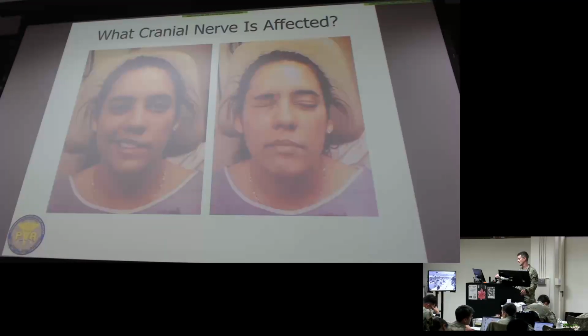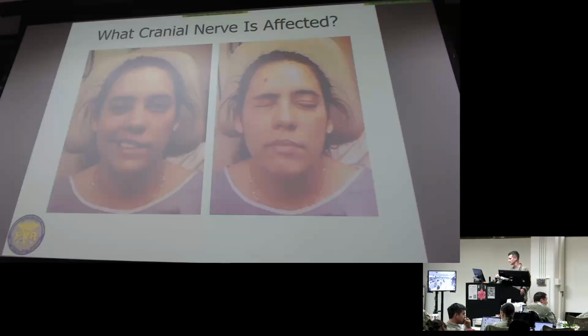Can everyone see how this eyebrow is not going up anymore? Does everyone understand what's actually happening? We have facial droop here. She's asked to smile here, so this mouth is going up. This looks normal. This eyebrow, not really moving. This eyeball looks a little more open. We see kind of the mouth drooping. So you guys can see how this palsy is involved.